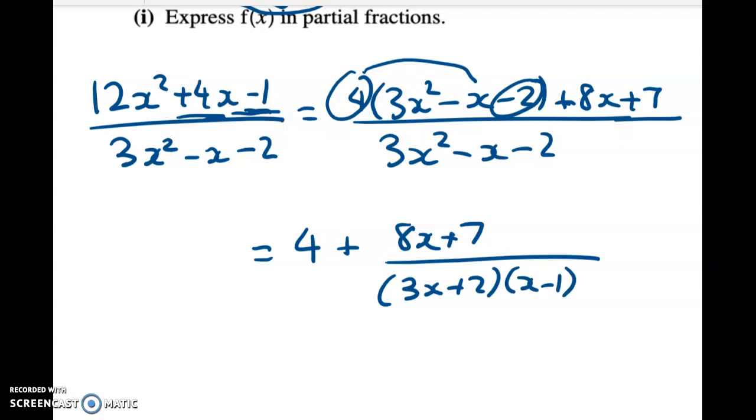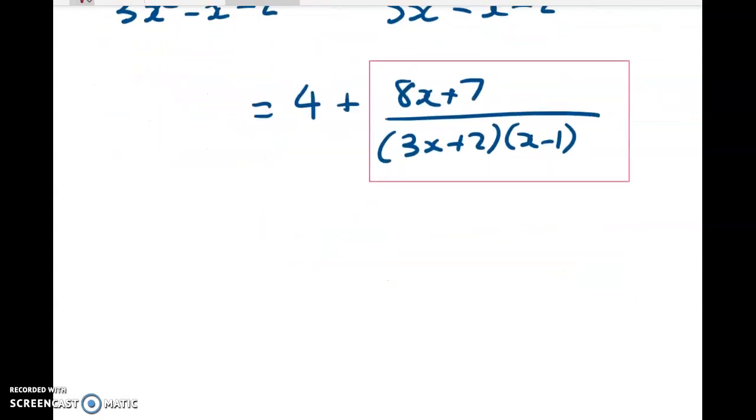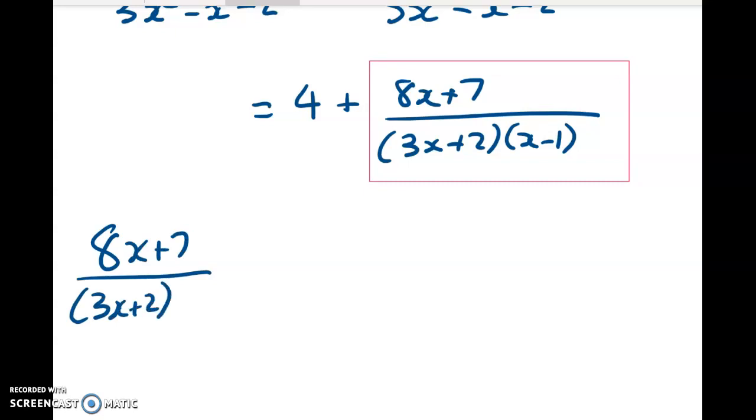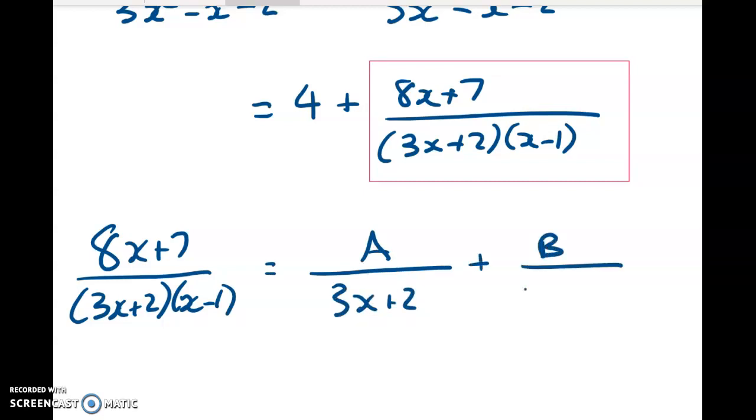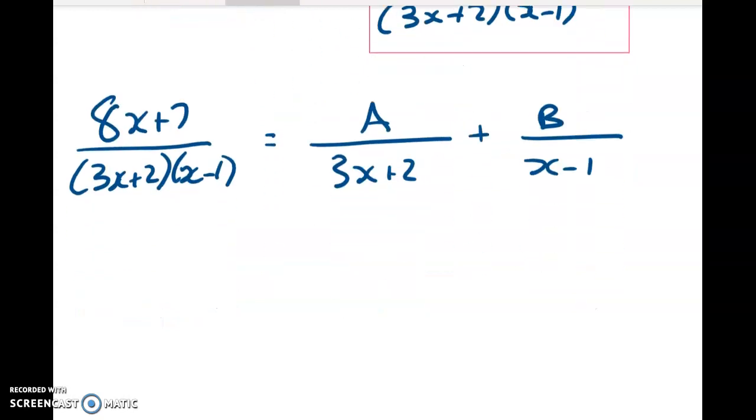So what I'm going to do next is I'm going to take this and do the standard partial fraction stuff. And I'm going to do that separately just to save a little bit of work. So 8x plus 7 over 3x plus 2 times x minus 1 will equal a constant over 3x plus 2 and another constant over x minus 1.